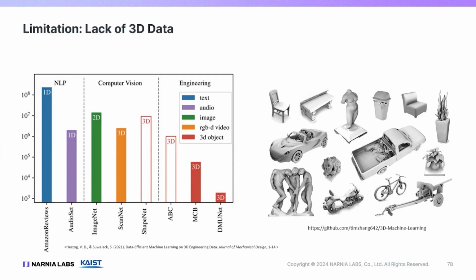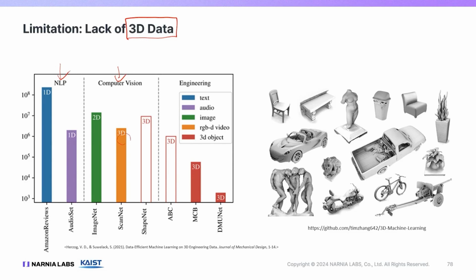However, if we talk about the biggest issue, it's that engineering design is usually done in 3D, but there is a significant lack of 3D data. For example, in fields like NLP or natural language, there is so much data available that massive models like ChatGPT can be developed these days. And in computer vision, it's very easy to obtain 2D images from the internet, so it's also easier to build large models.